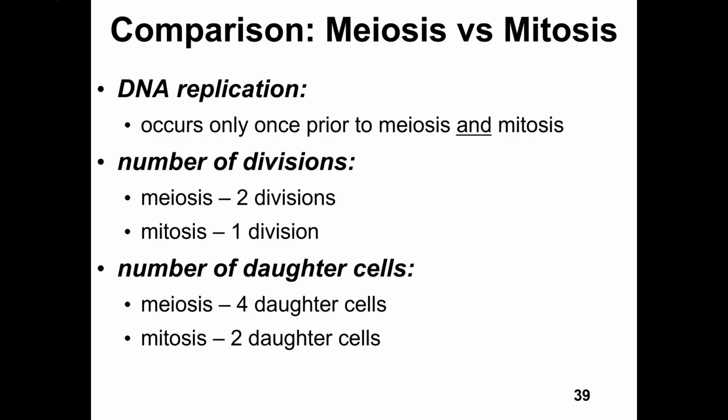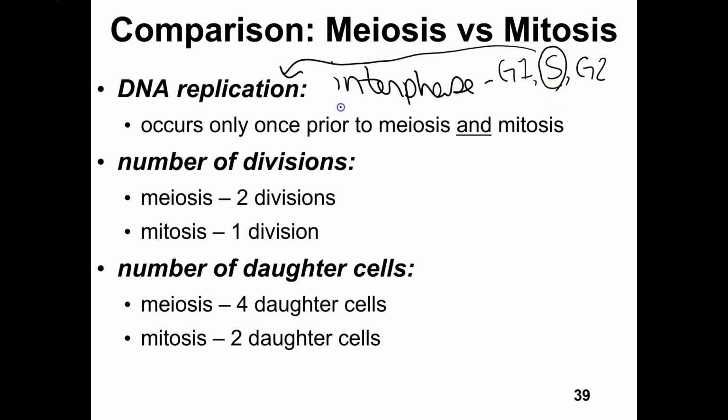So when we talk about meiosis and mitosis, we always start with interphase. So both have an interphase, and during interphase, we have replication of DNA. So we go through G1, S, and G2. And S is where we have replication of DNA, okay? So this occurs one time prior to either meiosis or mitosis, which means that's a similarity.